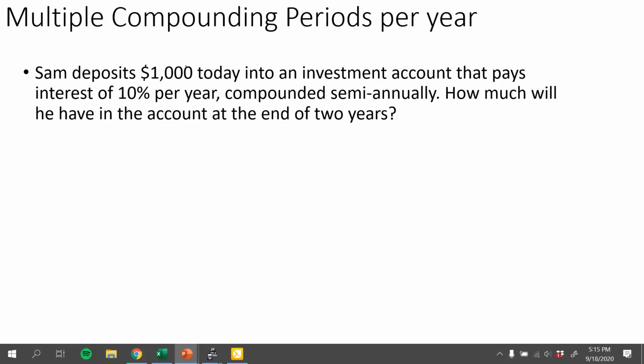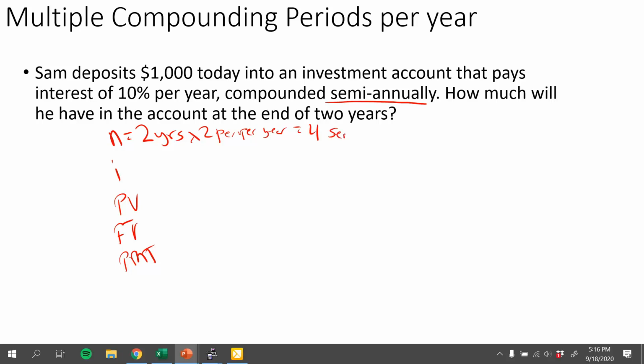All right, so I'll set up my chart. So we're going to have N, I, PV, FV, and PMT. All right, so N, what is our N going to be? So we're going to invest for 2 years, but our compounding frequency is twice a year. We're doing it semi-annually. So I need to multiply this by 2 periods per year, which is going to give me 4 semi-annual periods.